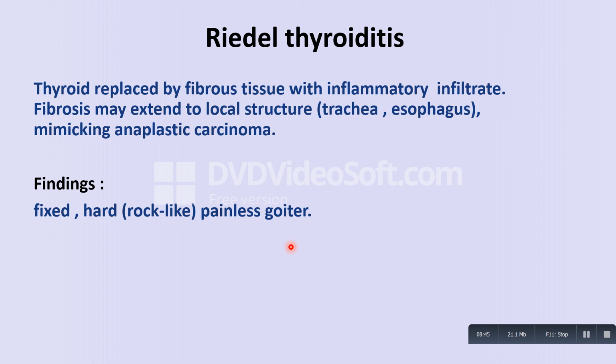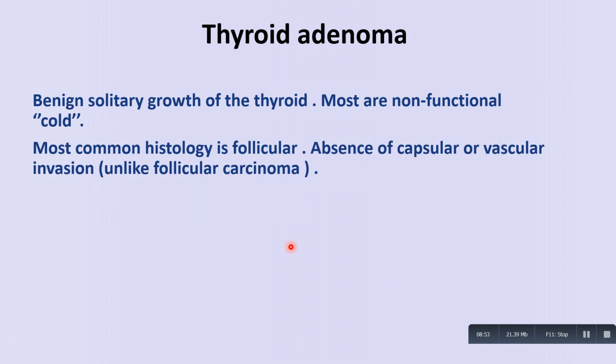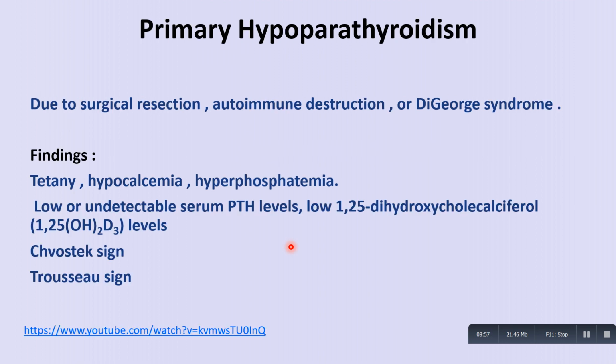Thyroid adenoma: benign solitary growth of thyroid, most are non-functional. Primary hypoparathyroidism can be due to surgical resection, autoimmune destruction, or DiGeorge syndrome. The findings: tetany, hypocalcemia, and hyperphosphatemia.